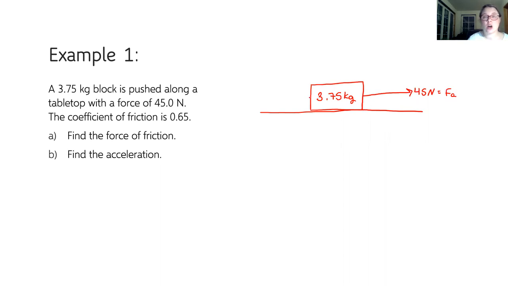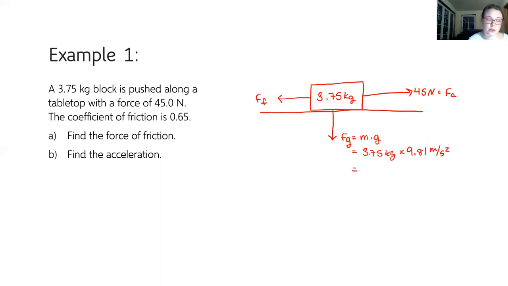Friction always is opposite motion. So friction is going to be in the other direction. And we'll just label it, we don't know how big it is, but we're just going to label it as force of friction, Ff. There's two other forces we know that are going to be important to each other. We have the force due to gravity, which is downward. The force due to gravity is equal to m times g, which we can calculate. Our mass of this block is 3.75 kg. The acceleration due to gravity, or g, is 9.81 meters per second squared.